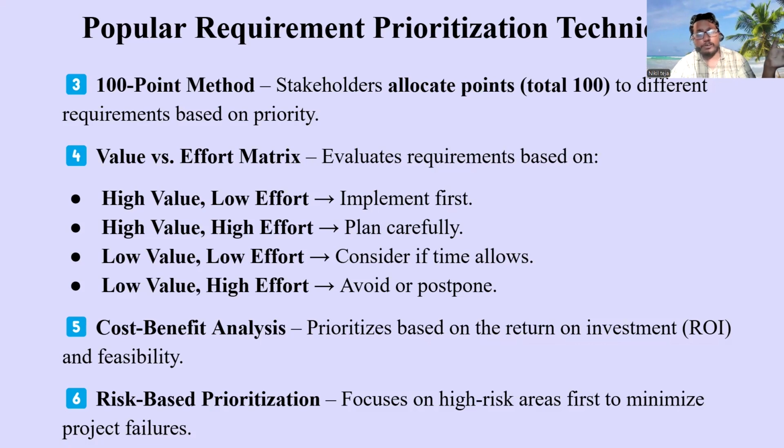Next, low value and low effort. We will consider those if the time allows. We will build those features if the time allows. Low value and high effort. We will be completely removing or eliminating them, avoiding or postponing. So you have to prioritize based upon the four quadrants: high value low effort, high value high effort, low value low effort, and low value high effort.